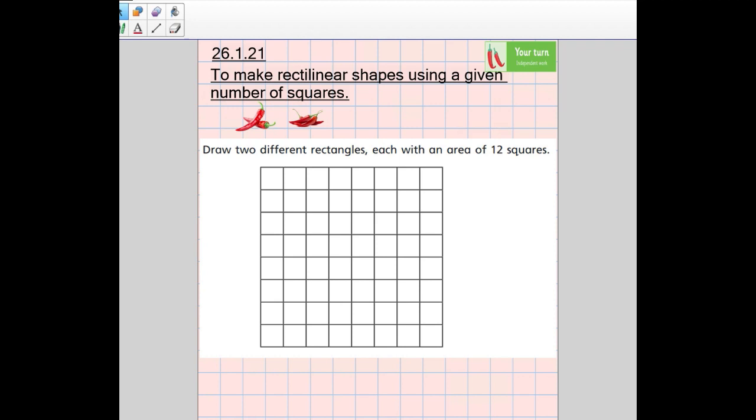This question is suitable for chili 2 and 3. Can you draw 2 different rectangles, each with an area of 12 squares? Pause the video and have a go now.